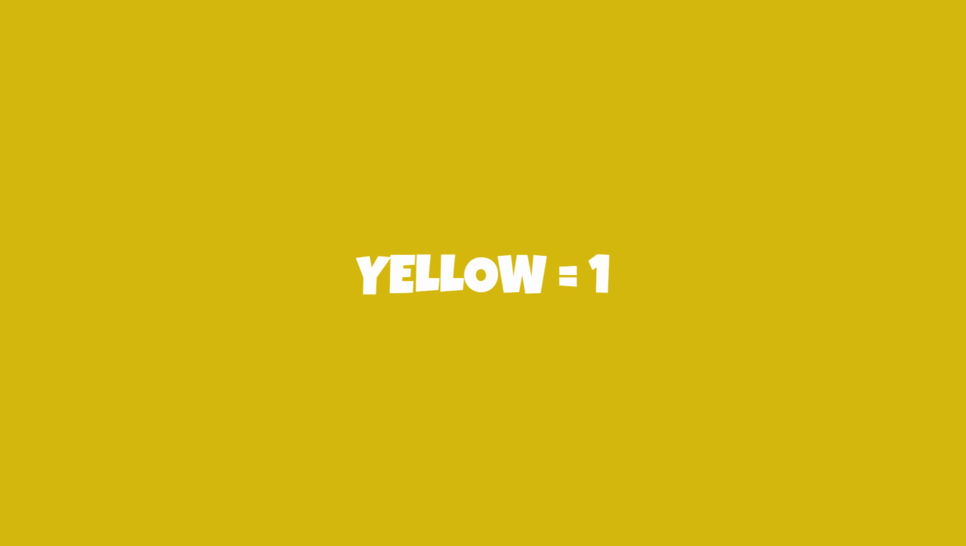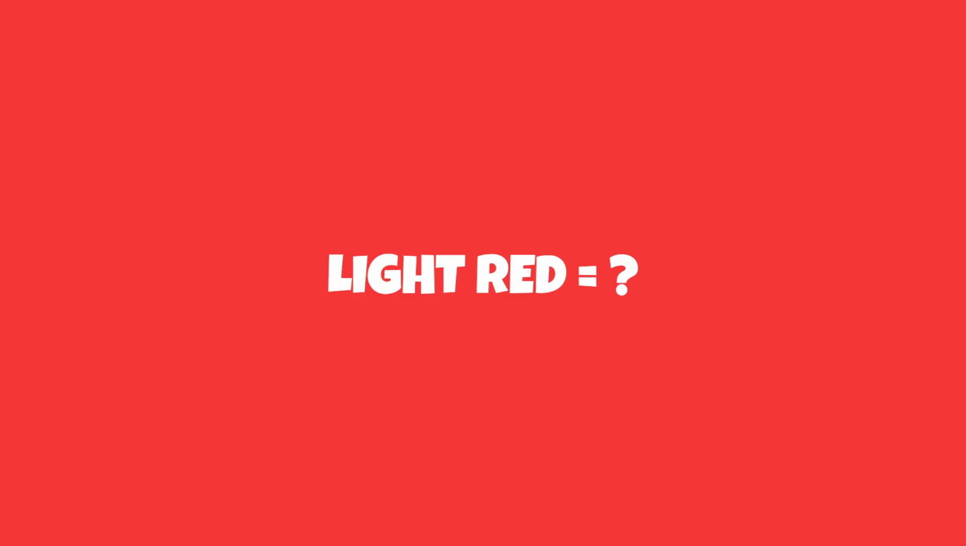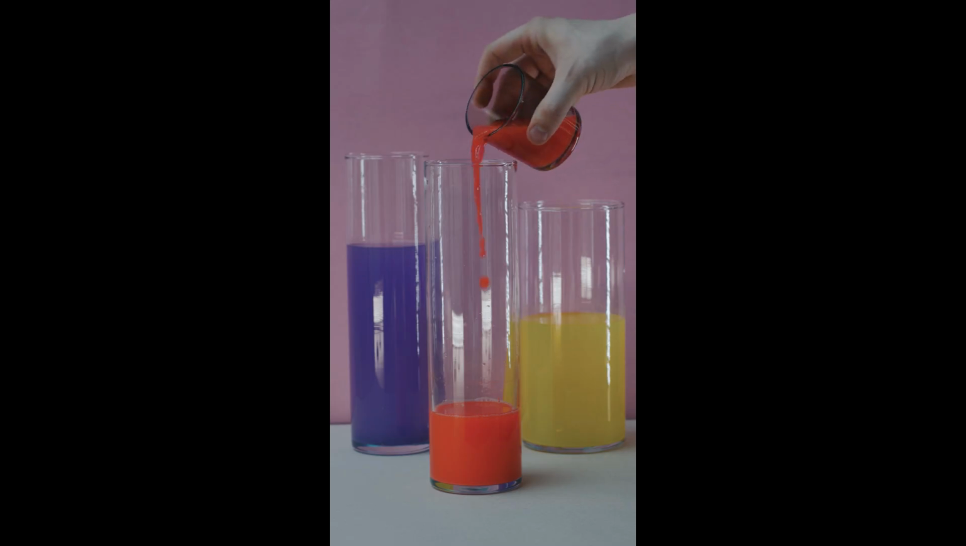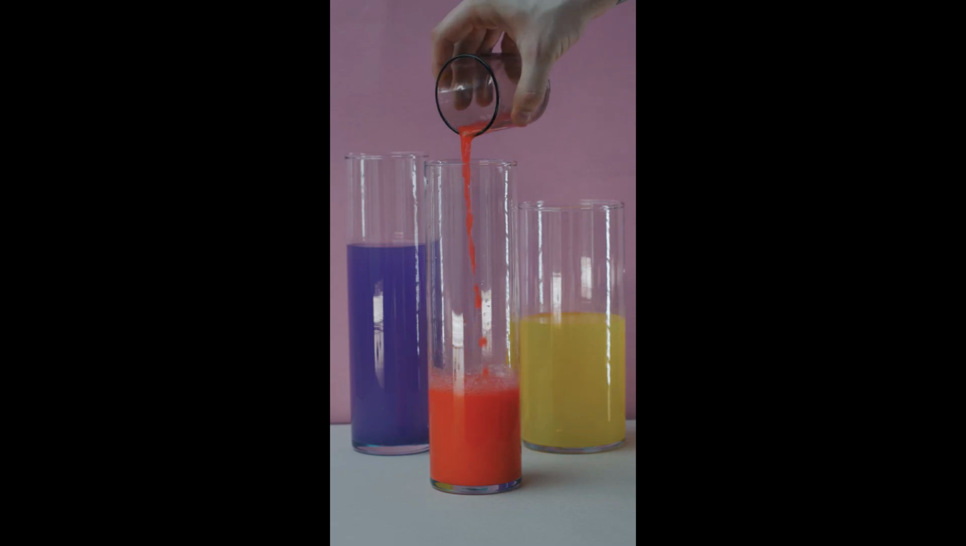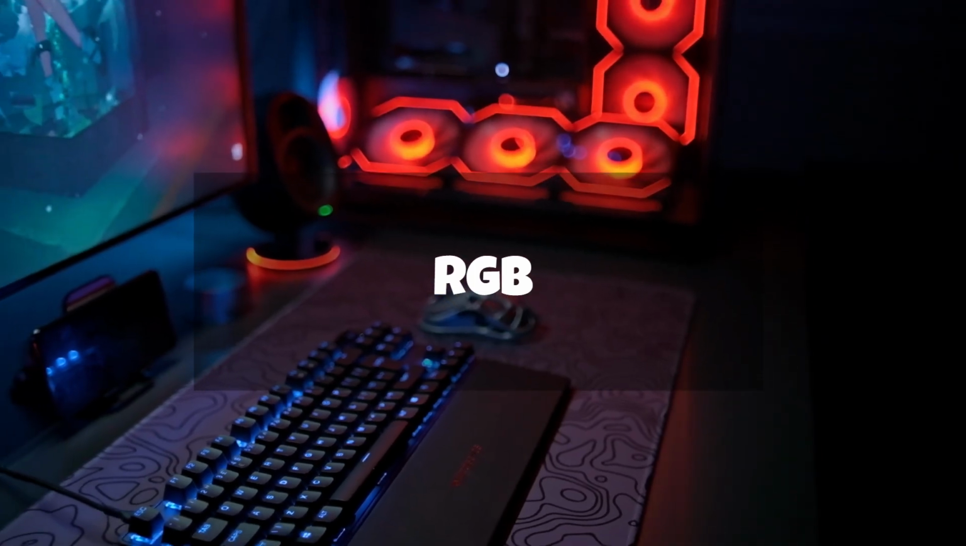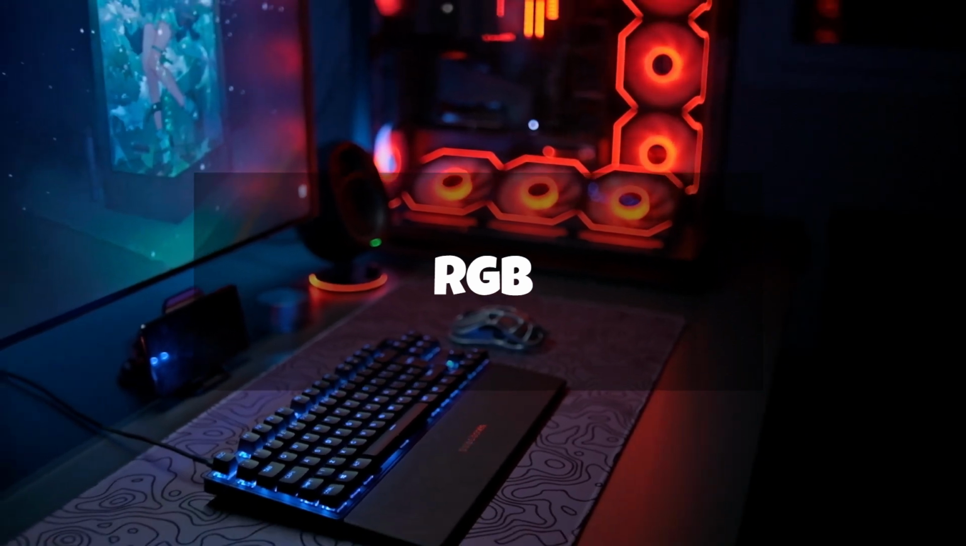But how to represent a color with zeros and ones? Can we say red equals 0 and yellow equals 1? What about light red? What about even lighter red? The thing is, any color you see on the screen is just a mix of three main colors, red, green, and blue. Yep, that's right. The term RGB, which you see on gaming gear, refers to those three main colors, with which you can make pretty much any color using different combinations of them. So if we put a lot of red, nothing of green, and nothing of blue, we will get a red color. But what is a lot?